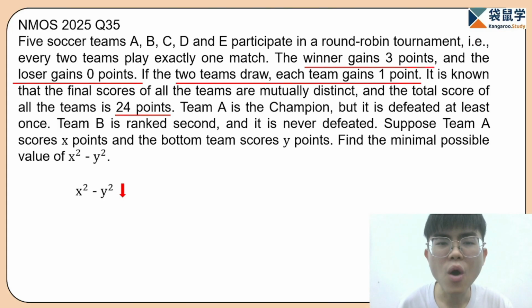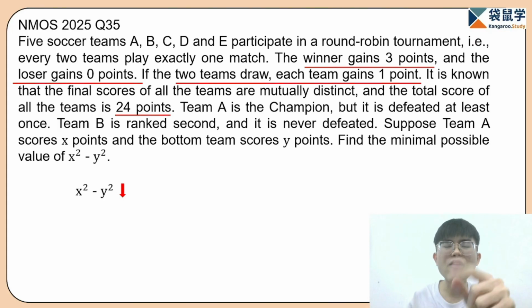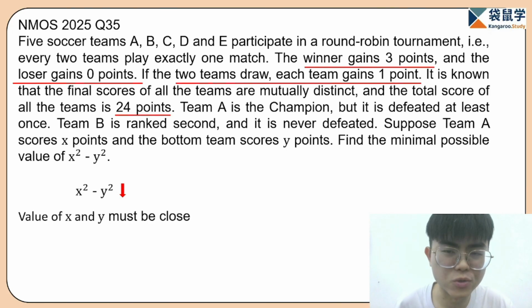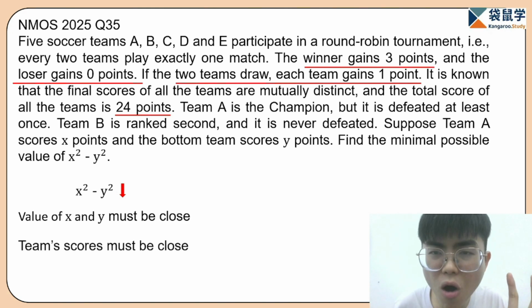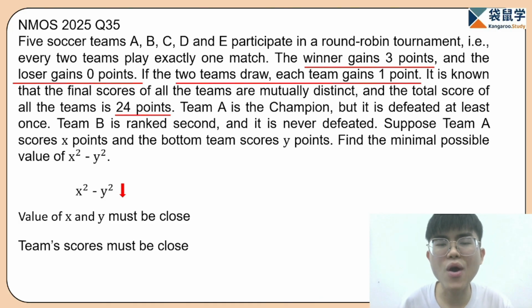For that to happen, what can we say about the value of X and Y? The value of X and Y must be close. Since X is the score for the top team, which is team A, and Y is the score for the bottom team. So if you want the score for the top team to be closer with the bottom team, then the score for all the teams must also be close. So now we know that the total score of all teams is 24 points. How do we distribute it to the 5 teams so that their score is close?